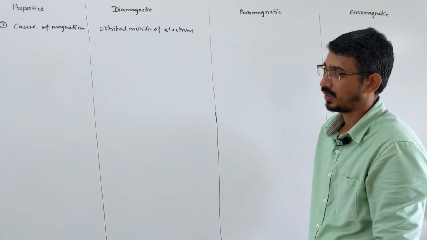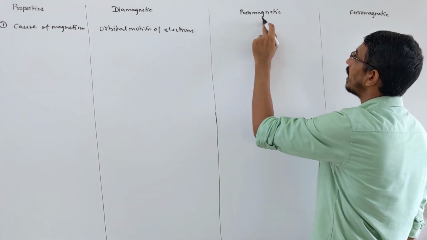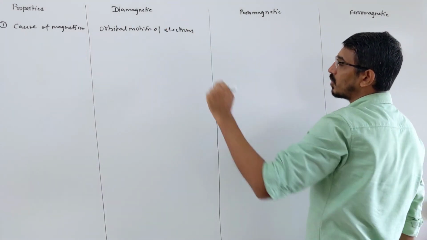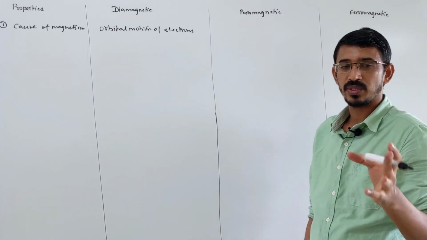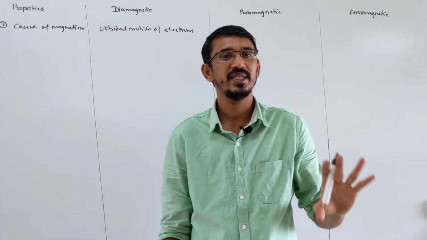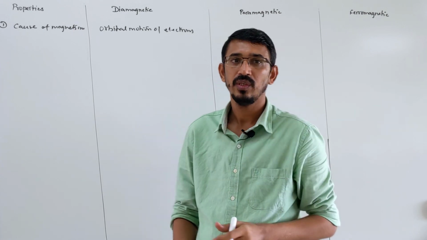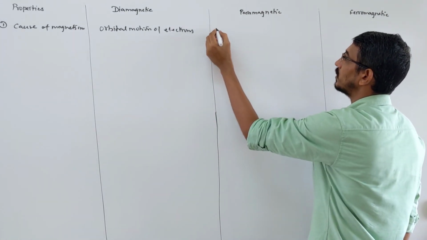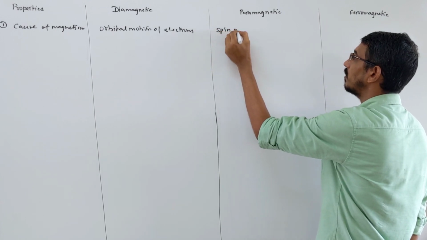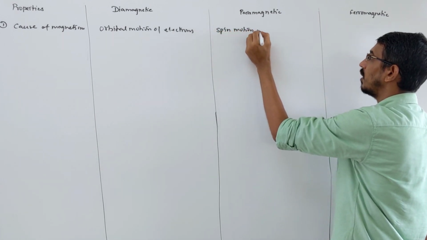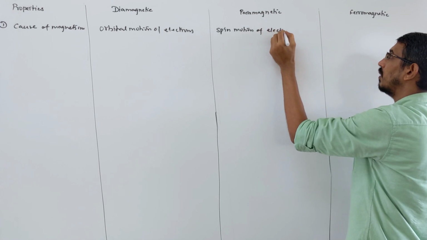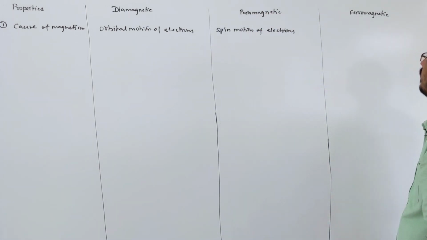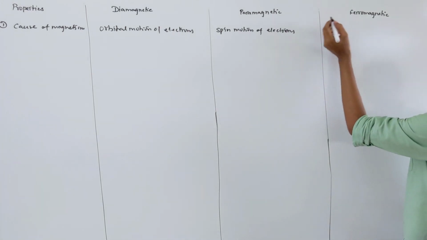Then how are paramagnetic materials generated? These properties are generated by these electrons only. Electrons are moving in their orbits, and at the same time they are spinning also, right? So the spin motion of electrons will cause your paramagnetic properties. Spin motion of electrons will produce these types of properties.